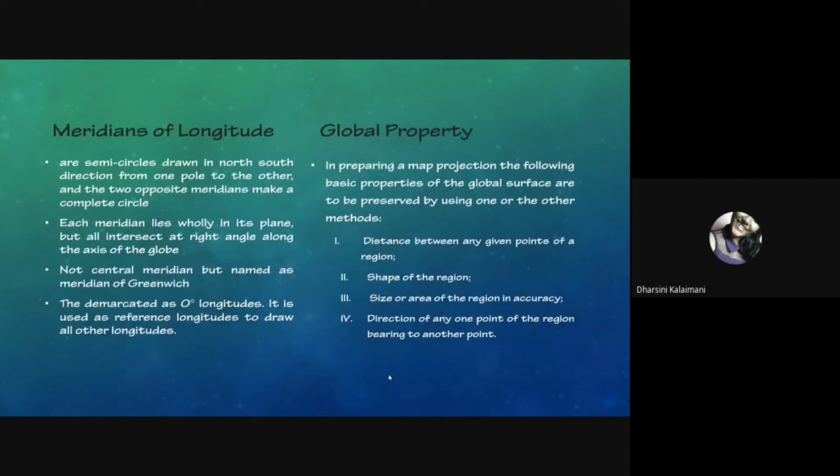Third is meridians of longitude. These are semicircles drawn in the north-south direction from one pole to the other, and the two opposite meridians make a complete circle. Each of these properties of the globe surface is to be preserved by using one or the other method. For example, distance between any given points of a region, shape of the region, size or area of the region in accuracy, and direction of any one point of the region bearing to another point.